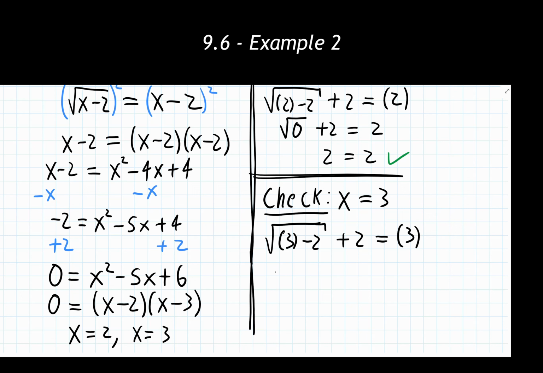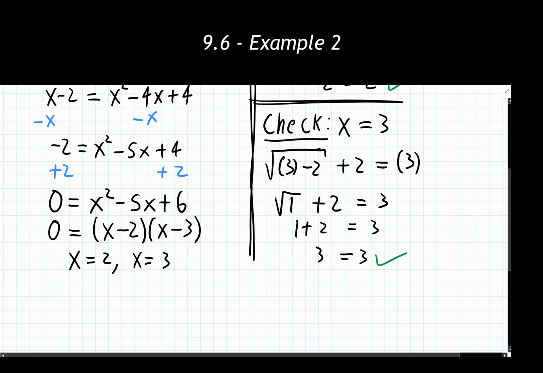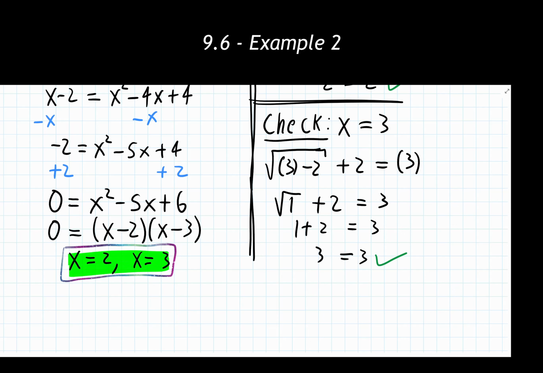So if I'm looking at this, I'm getting the square root of 1 plus 2 equals 3. The square root of 1 is 1, so I have 1 plus 2 equals 3. I'm getting 3 equals 3. Excellent, that's what I wanted. Both sides are the same. And that tells me that both x equaling 2 or x equaling 3 are our final answers.